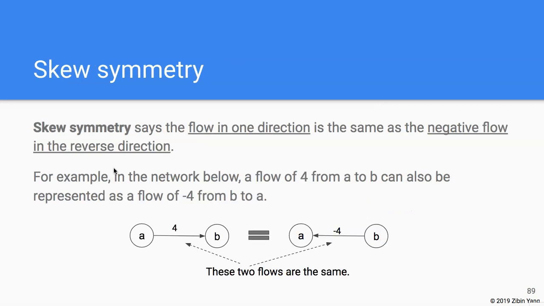The second of such properties is called skew symmetry. All it says is that the flow in one direction is the same as the negative flow in the opposite or reverse direction. So an example here is there's a flow of 4 from A to B, and that is exactly the same as a flow of negative 4 from B to A. Negative, you get back positive. That's all it is, skew symmetry.